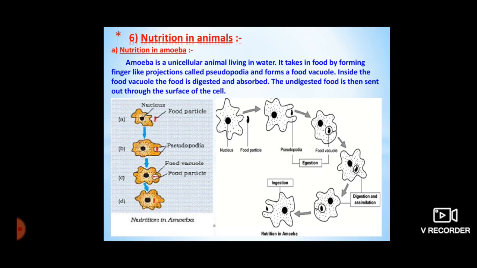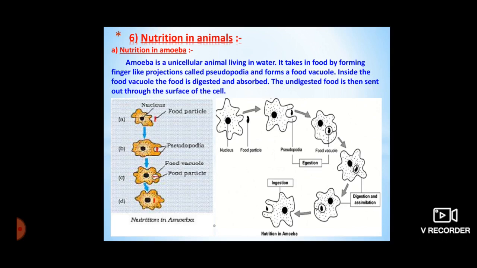How does nutrition take place in animals? See children, it is also very important. Previously we were discussing how nutrition takes place in plants, right? So now, how does nutrition take place in animals? These are the concepts that we are going to discuss now.